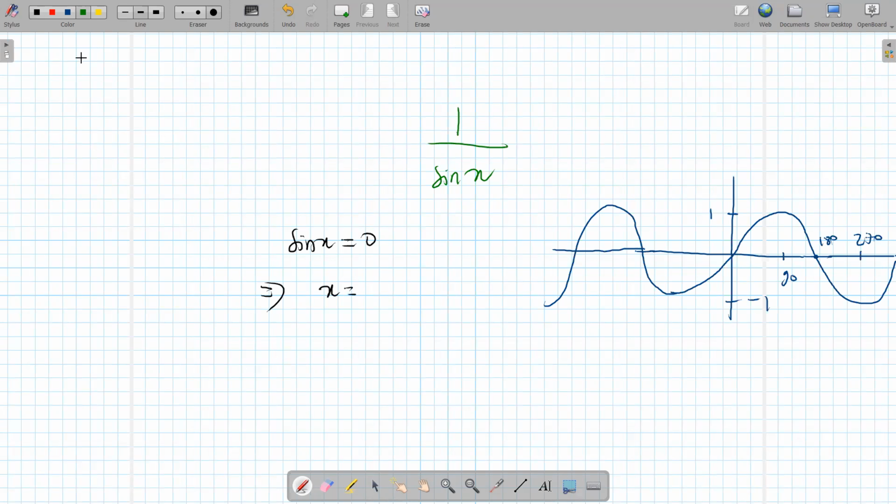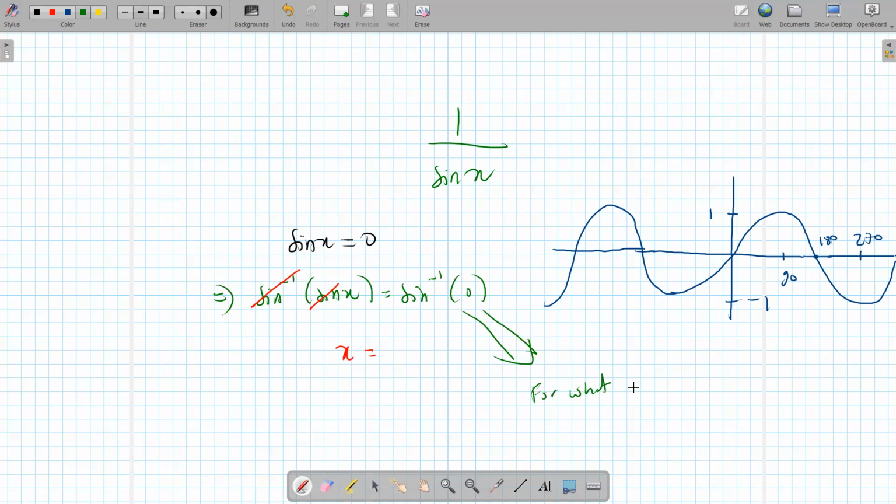That's actually not the technical way of saying that. You're not dividing anything by sine. What you're technically doing is taking sine inverse on both sides. You can call it dividing by sine if it helps you understand, but the technical term is taking sine inverse on both sides. The sine inverse and sine cancel out, so you're left with x on the left-hand side, and sine inverse of 0 on the right-hand side. This basically tells you for what values of x the y value is 0.